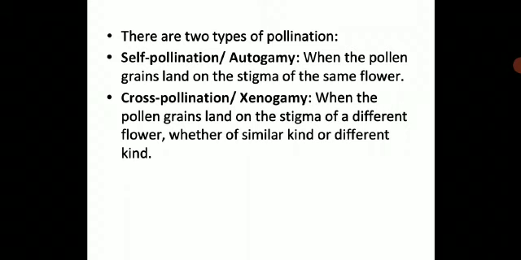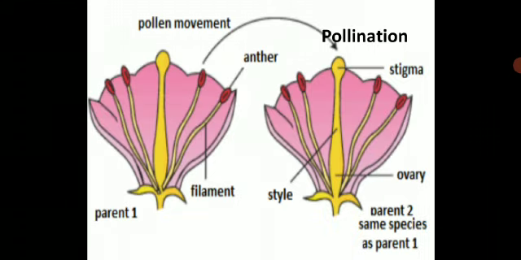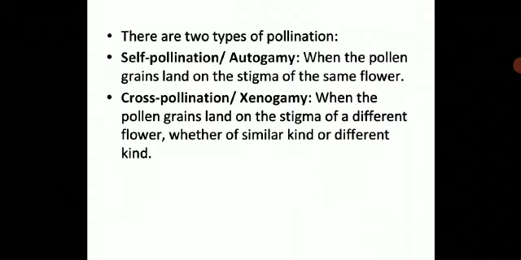You need to write this. Self-pollination. What is self-pollination? That is also called autogamy. That means when the pollen grains land on the stigma of the same flower. The possibility will always be there that the pollen grains can fall on the stigma of their own flower. Here you can see the diagram, the section which you have seen. There are high chances that the pollen grains of the same flower can fall on the stigma of the same flower. So this is self-pollination, also called autogamy.